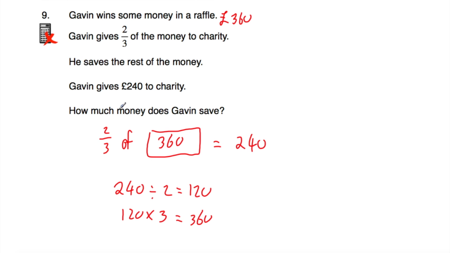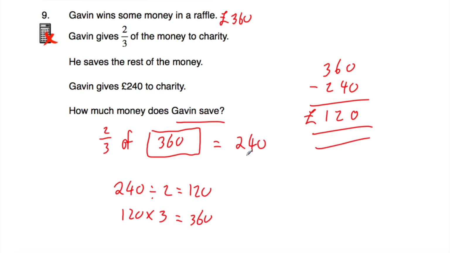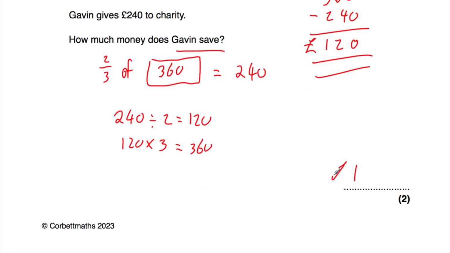But the question asks us how much money did he save? So he saved the rest. If we take the £360 and take away the £240, let's see what we get. 0 take away 0 is 0, 6 take away 4 is 2, and 3 take away 2 is equal to 1. So that means that Gavin saved £120, because he gave away 240 and he saved the rest, which is 120. So he saved £120. And that's it.